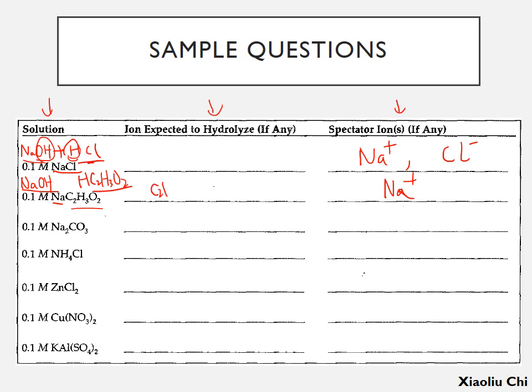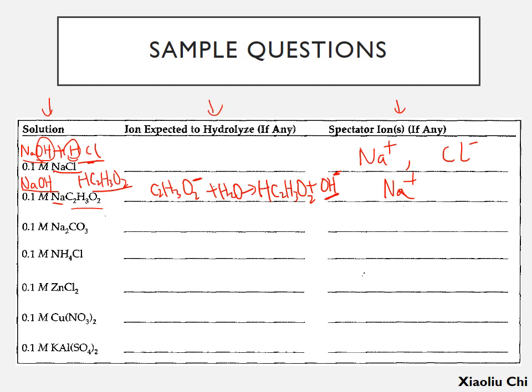So C2H3O2 negative, this ion will hydrolyze. For example, it reacts with water and forms acetic acid, HC2H3O2, because it takes one proton away from water, so what's left is hydroxide. And this makes the solution basic. All right, so remember, ions from a strong acid or strong base are spectator ions. Ions from a weak acid or weak base will hydrolyze back.